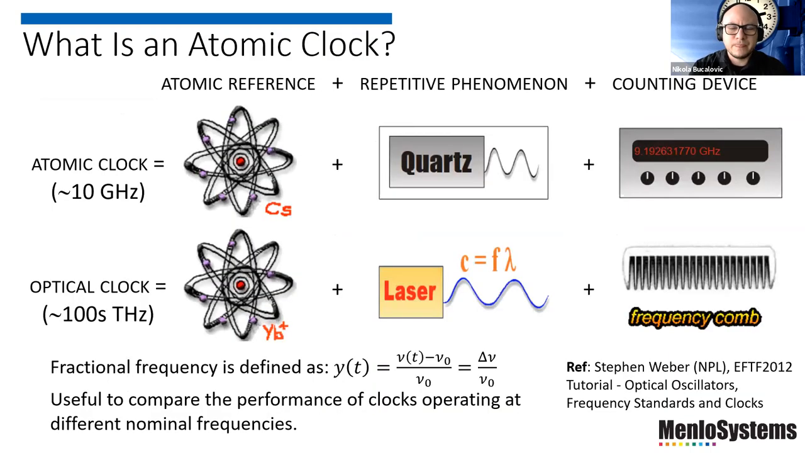Now, if you want to do something a little bit more serious, you have the same thing, a repetitive phenomenon and a counting device, but you reference the device to some atoms maybe. And this is the state of affairs in the National Metrology Institute, how it is done. And then you end up with an international time scale.